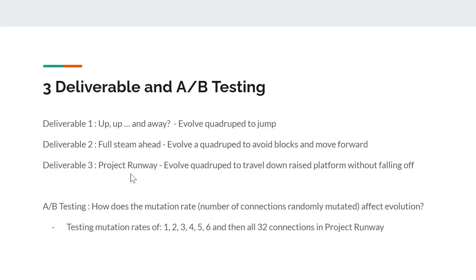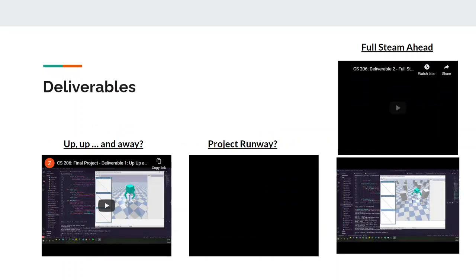For my A/B testing, I chose to answer the question, how does the mutation rate affect evolution? Mutation rate is what I call the number of connections we're randomly mutating with every generation. I tested the mutation rates 1, 2, 3, 4, 5, and 6, and then all 32 connections in a robot's brain, which means that if we're mutating all 32 connections, the child is inheriting nothing from the parent.